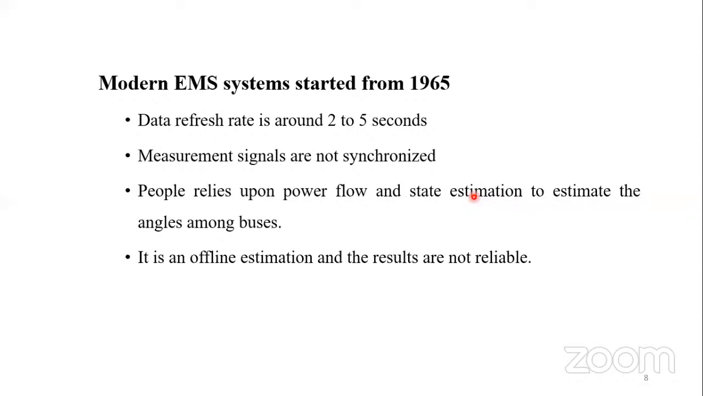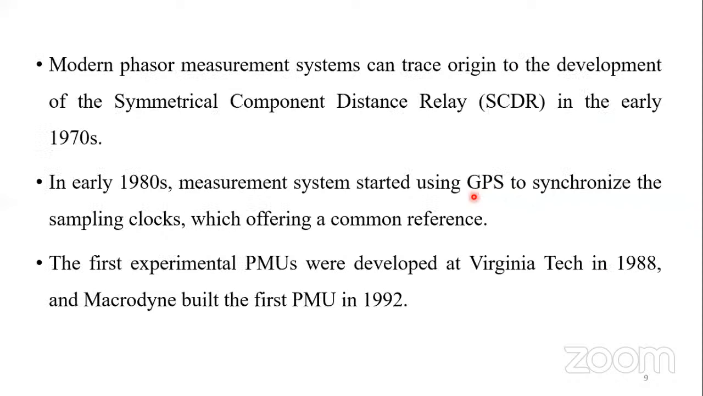And these are the reasons which led to the development of a phasor measurement unit. In 1970, in case of interconnected power networks, we mainly used the phasor measurement system for measuring the quantities of electrical systems. But in the 1980s, this measurement system started using GPS to synchronize the signal.